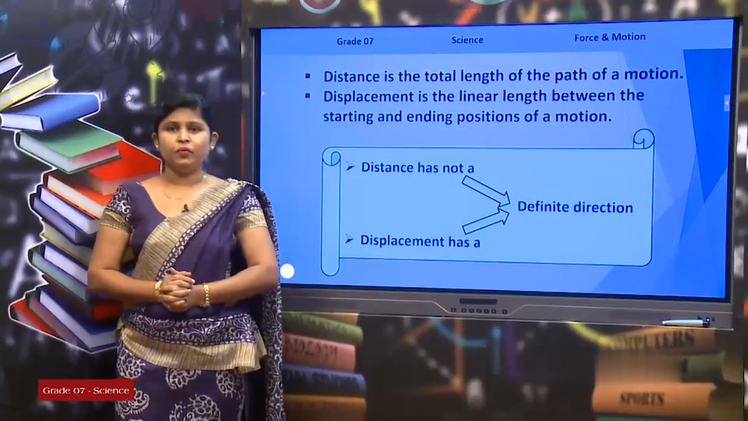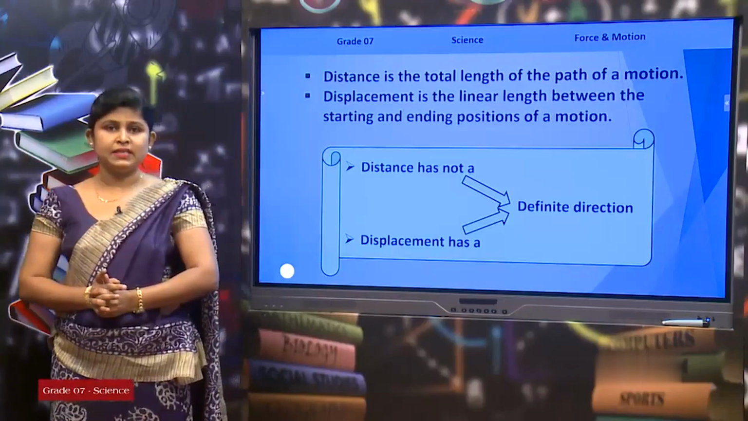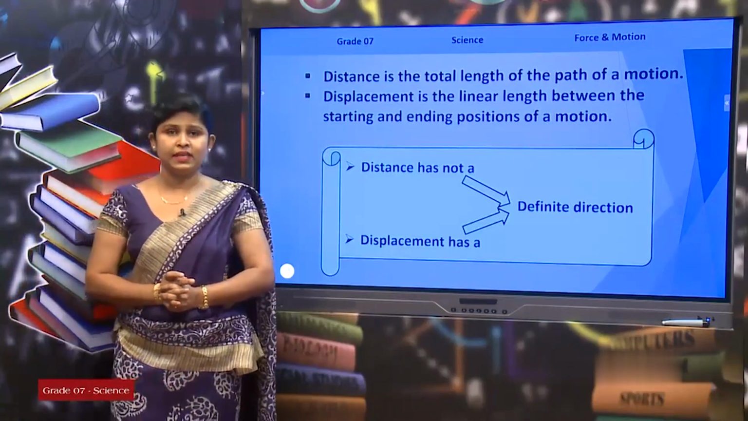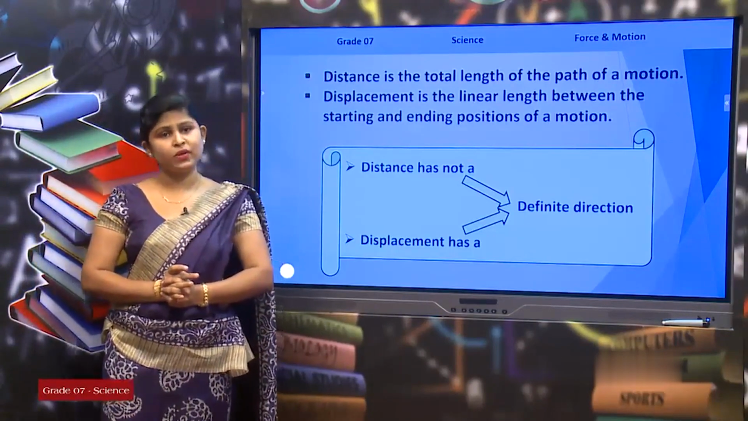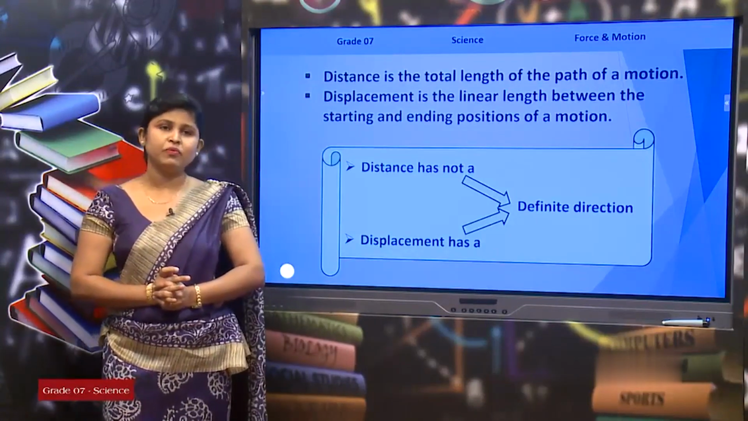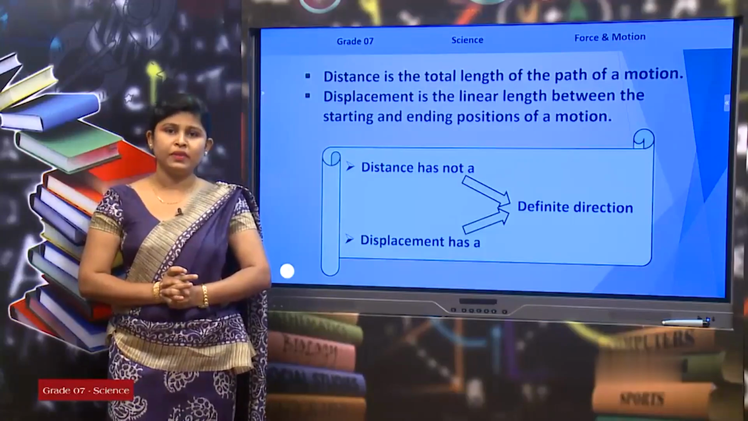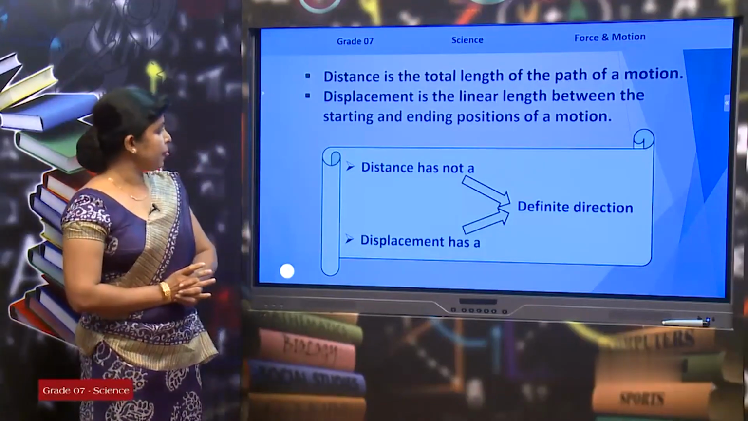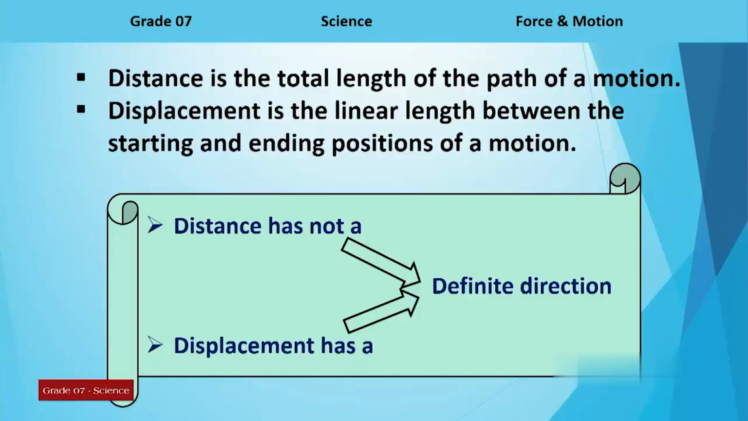My dear children, when we describe the distance, we don't want to state the direction, because the distance does not have a definite direction. We should not indicate the direction when we are describing the distance. But when we describe the displacement, we must indicate the direction. There is a reason for that. The reason is that distance does not have a definite direction, but displacement has a definite direction.